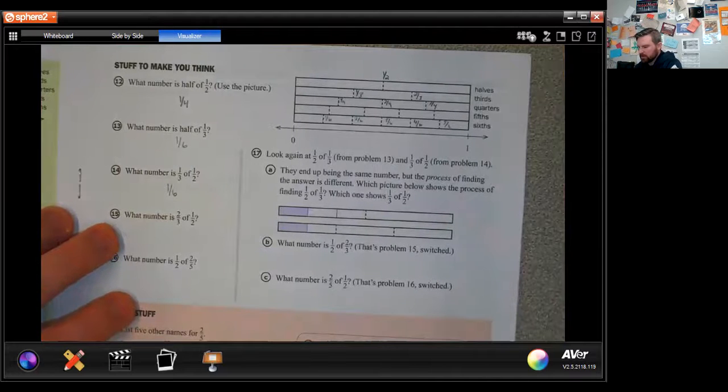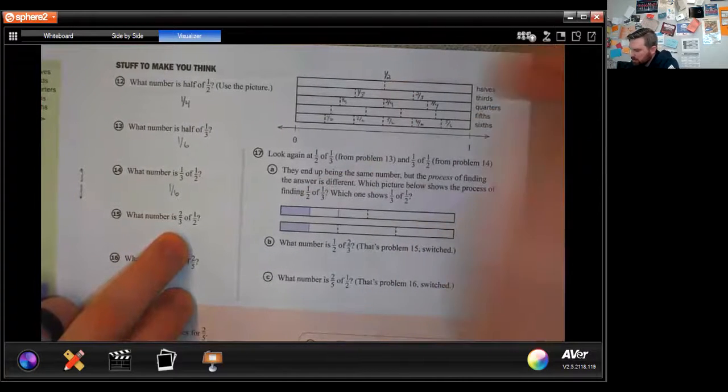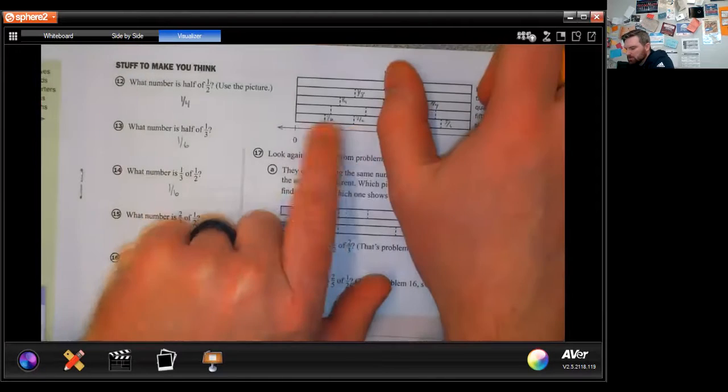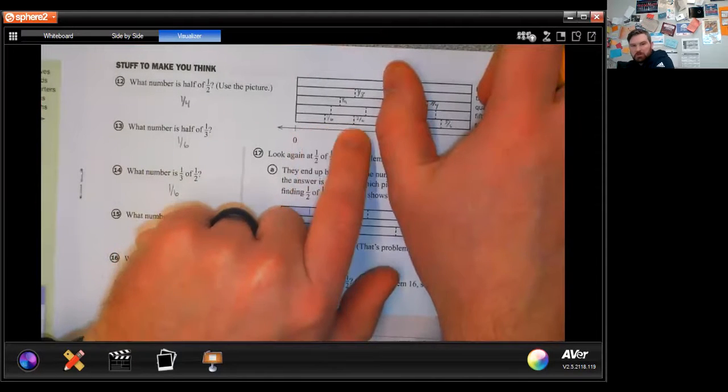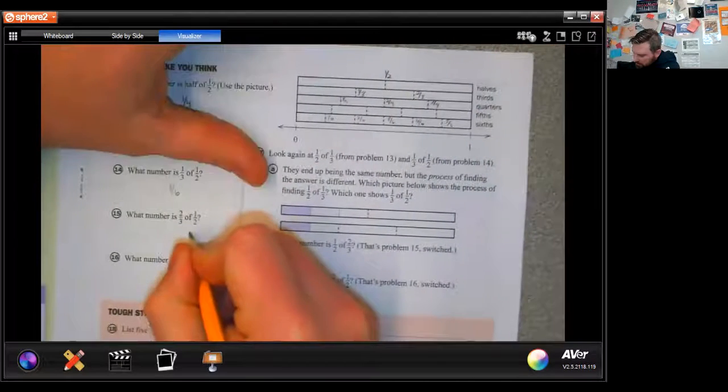What number is 2/3 of a half? Okay, so now we're here. We still want the thirds. So 2/3, so this would be 1/3. This would be 2/3 of a half, which is 2/6.